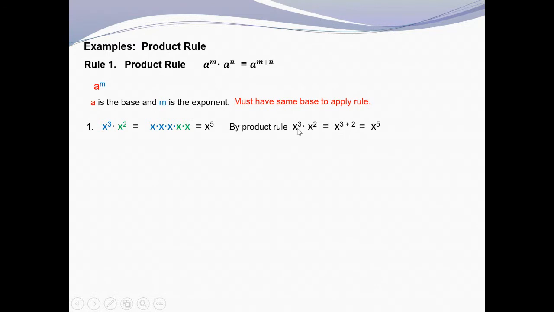Okay, so what's the rule? By applying the rule, we have x cubed times x squared, right? We apply the rule, so we add the 3 plus 2, which is equal to 5. You can go from here, x cubed times x squared, to the actual answer, because you can add these in your head. 3 plus 2 is 5. But I'm showing you the second step, that way you know what's taking place.